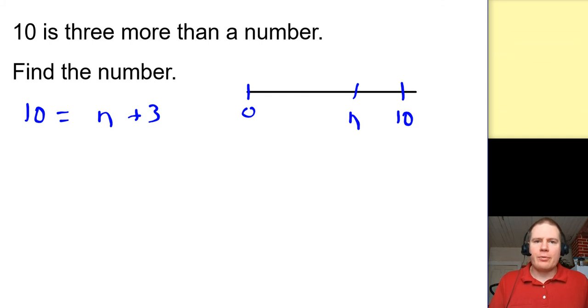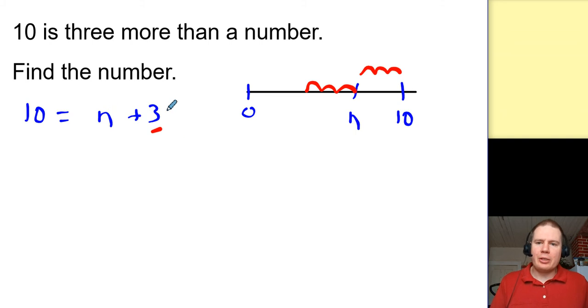If I have 10 and I subtract 3 from that, and I have n and I subtract 3 from that, notice the 10 is still 3 above the n. Whatever I'm doing to this, the relationship of being more than is still the same. This distance between them is still going to be 3.